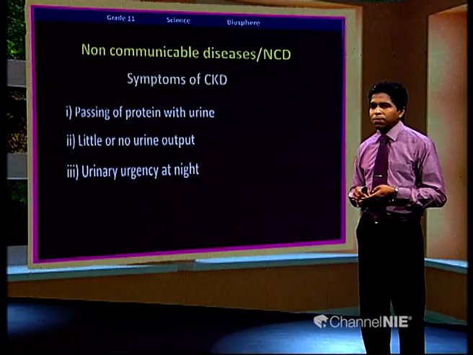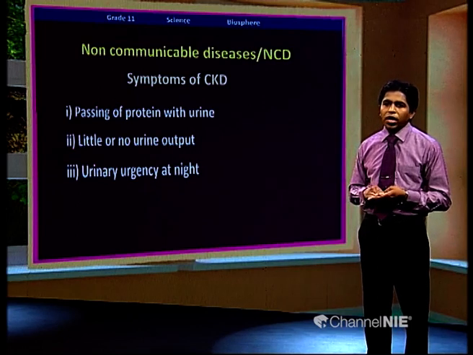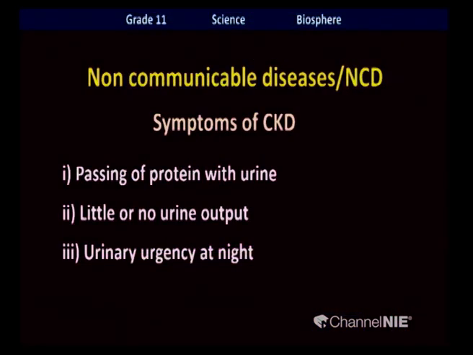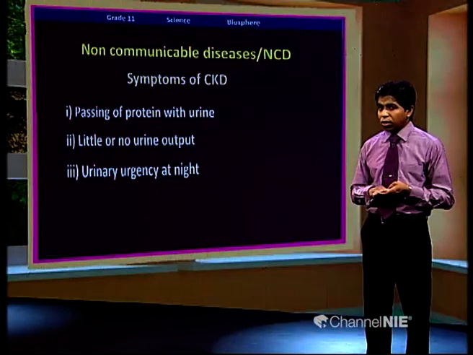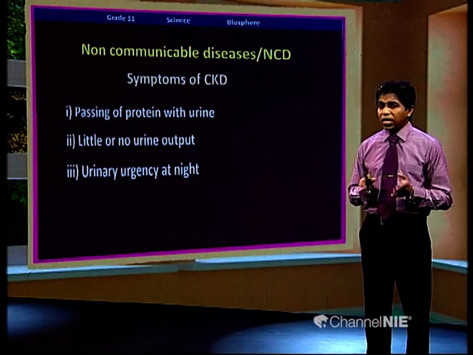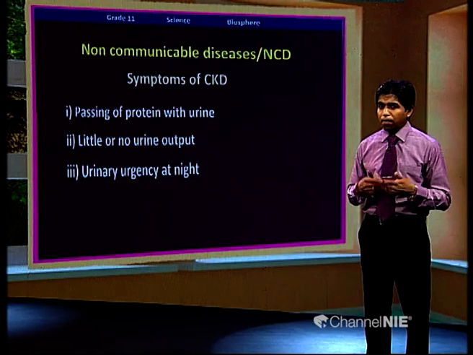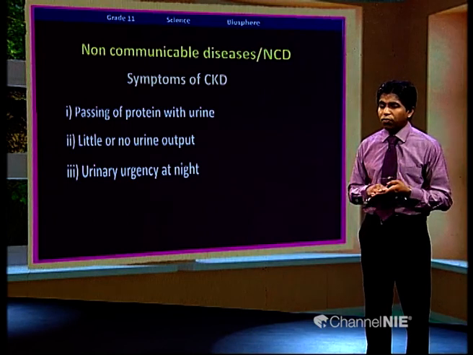Let us see what the symptoms of CKD, or chronic kidney disease, are. Number 1, passing of protein with urine. Your urine should not contain any protein. A healthy person's urine should not contain any protein, because, as you have learned under the excretory system, protein cannot pass through the nephron, through the glomerulus. Therefore protein should not be present in the urine of a healthy person, but due to CKD protein can be present. So when they pass urine, foam forms due to the presence of protein.